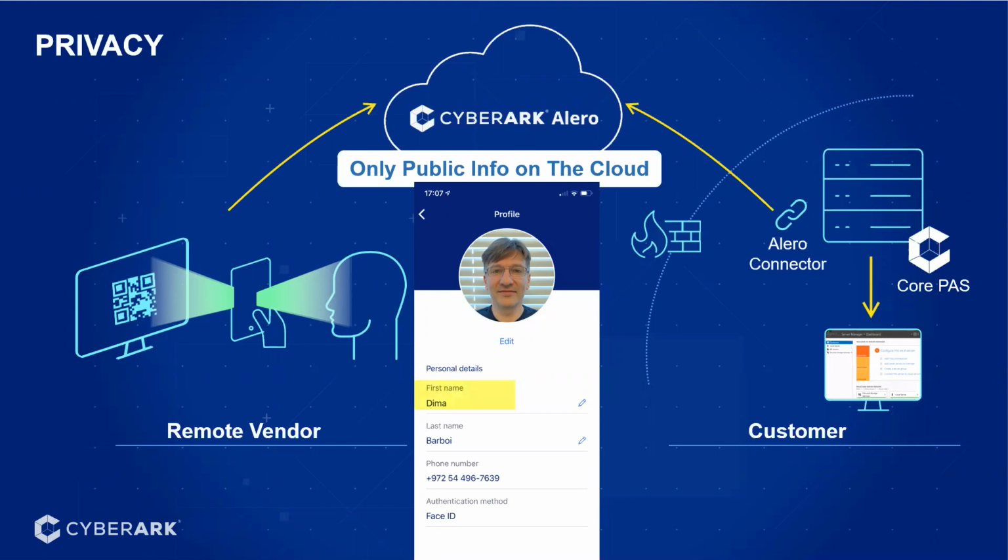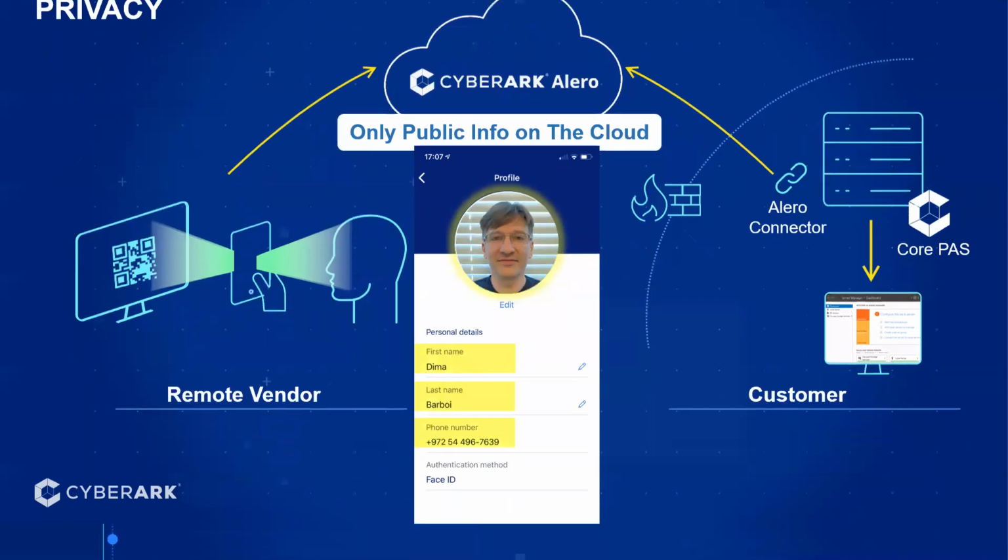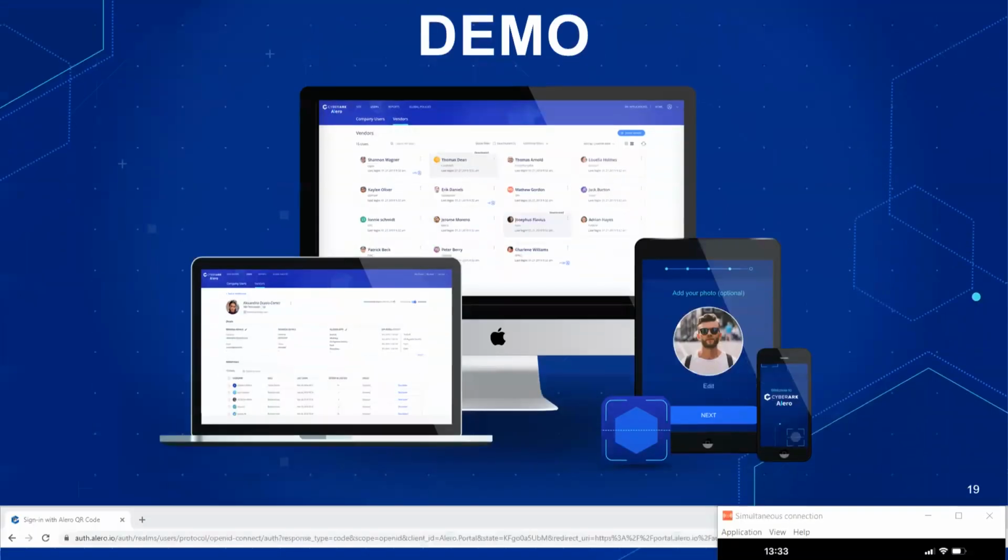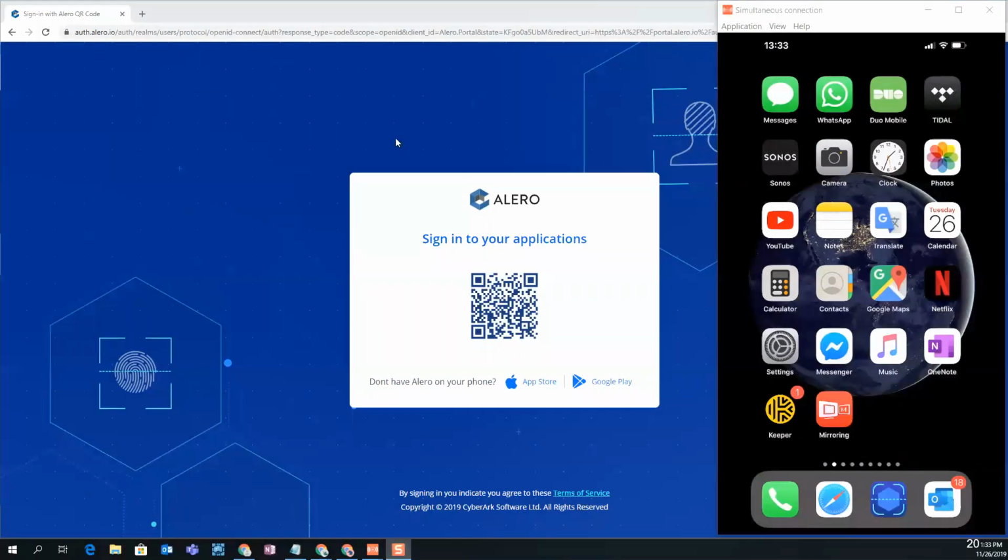I think it's very important. No authentication data, no activity data is stored in the cloud. Everything is stored either on the mobile device biometric or in the Core PAS accountability. Let's do the demo then, and then I'll explain the architecture and we'll do the QA session.